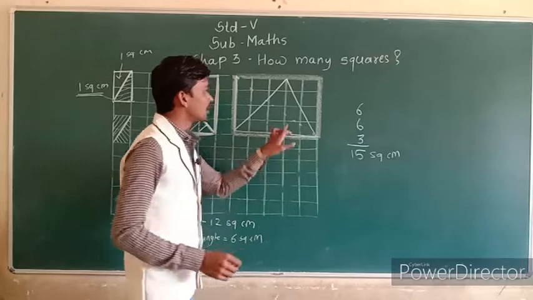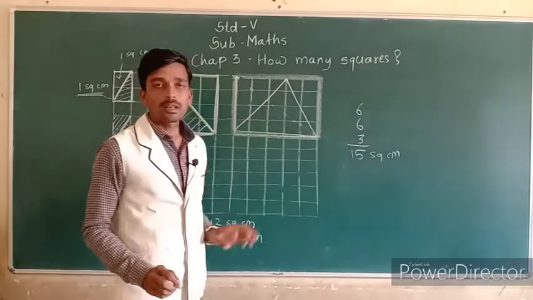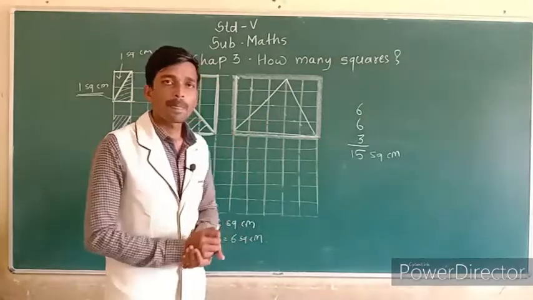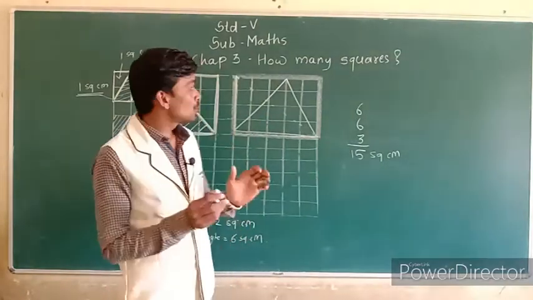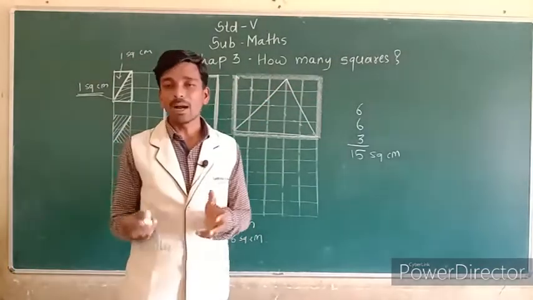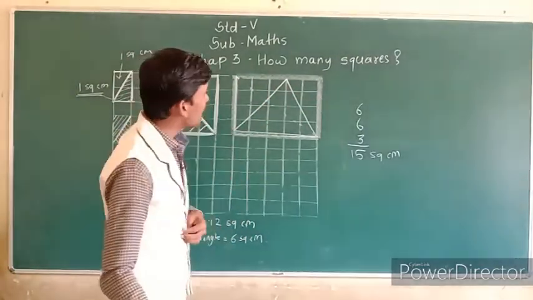See this. This is a triangle. How to find this area? This is not a half. So you can divide this rectangle into two parts. Okay, I will do that.